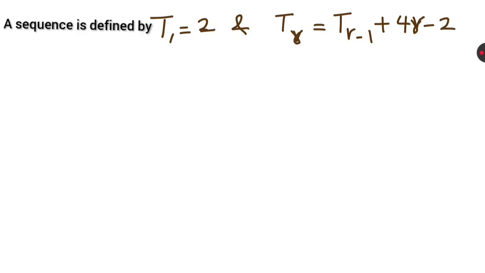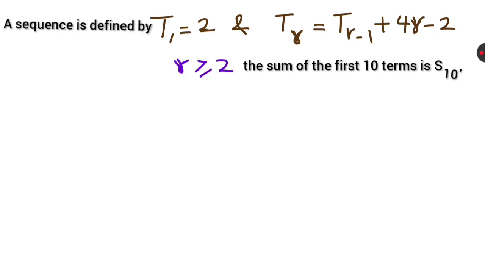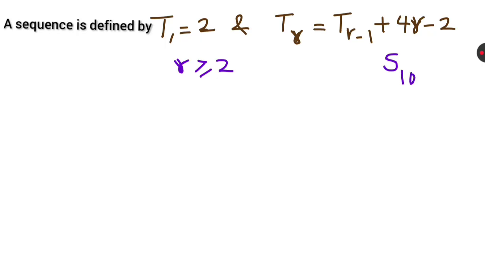Today's question is: a sequence is defined by t1 equal to 2 and tr equal to t(r minus 1) plus 4r minus 2 for r greater than or equal to 2. The sum of the first 10 terms of this series is S10. Find the value of S10. So our goal is to find the value of S10.